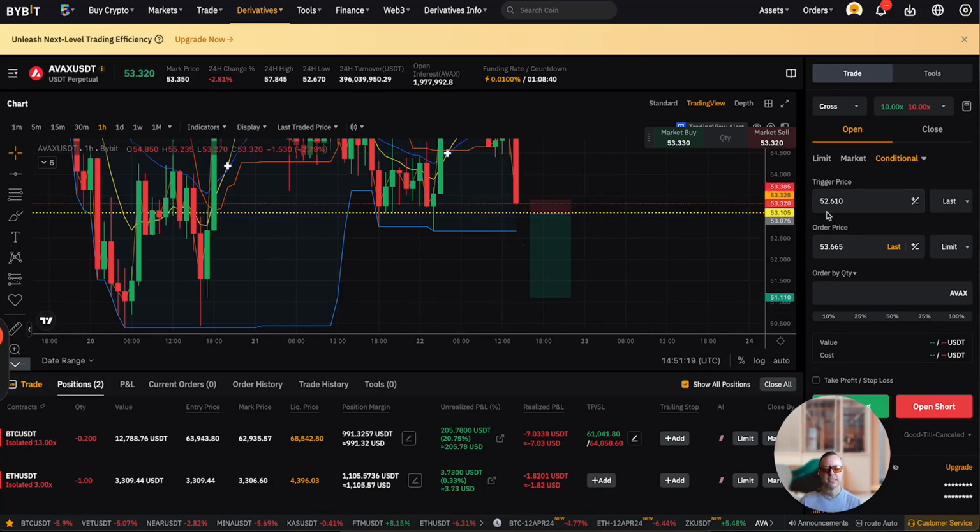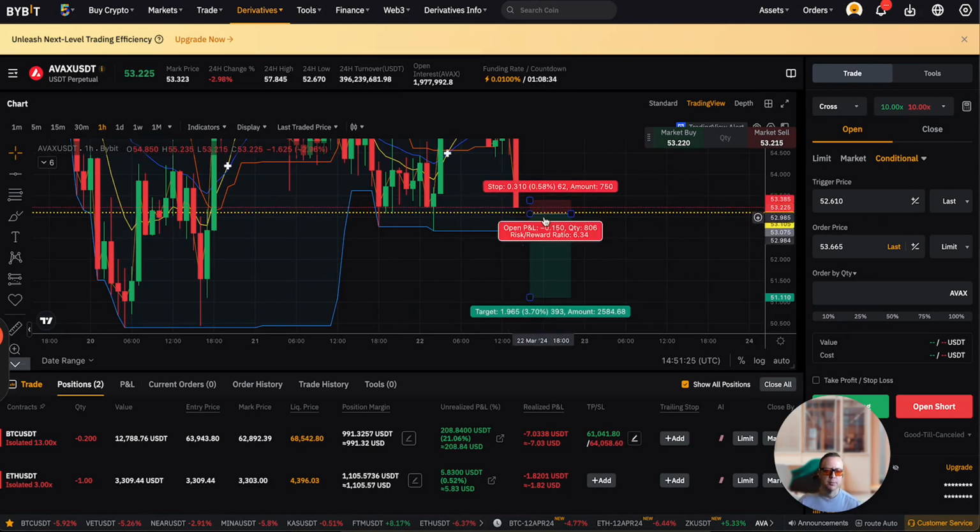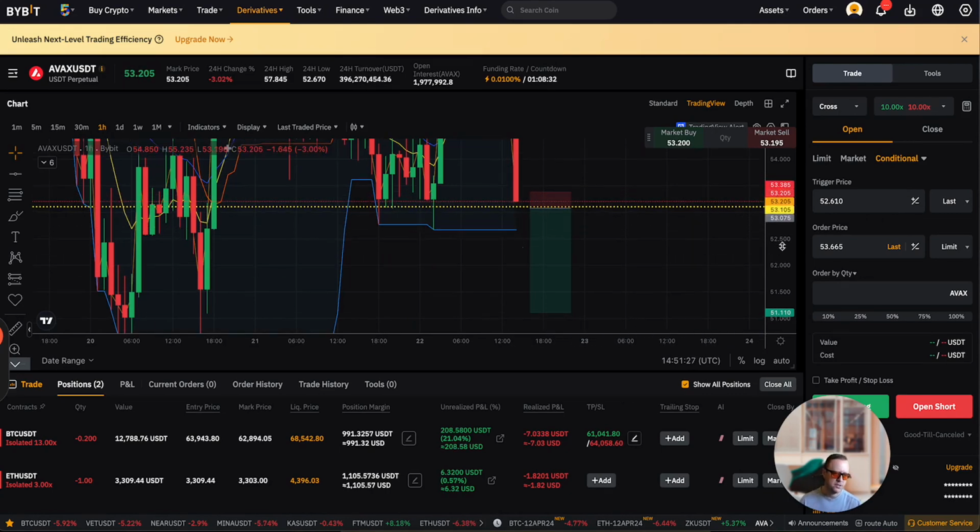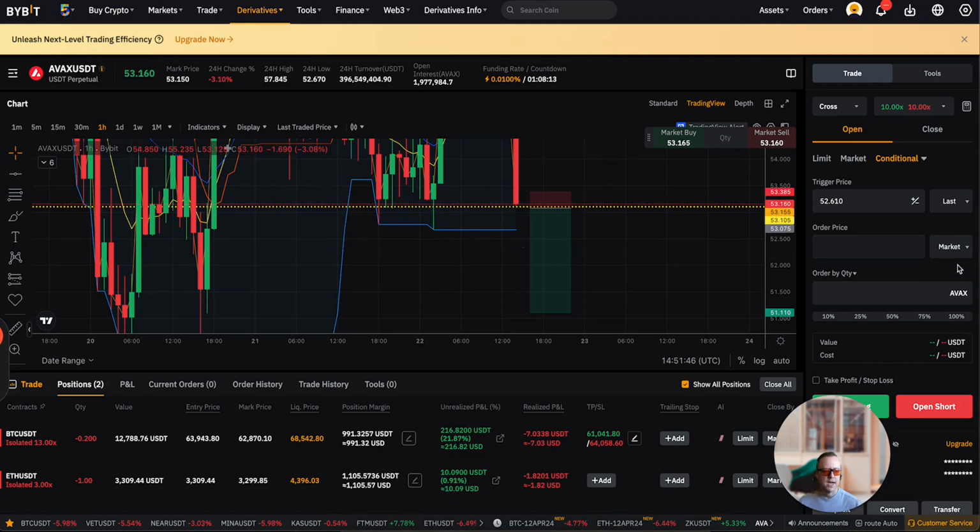So I believe that if it gets to 52,610, what would happen is I'd probably get the retrace to the pressure line, and that's where I want to enter. That number is 53,105. So if that happens, I want to order at 53,105, and I'm cool with that even being a market order. I want my position. No, I take that back, I guess I can't do that. Oh yeah, I can.